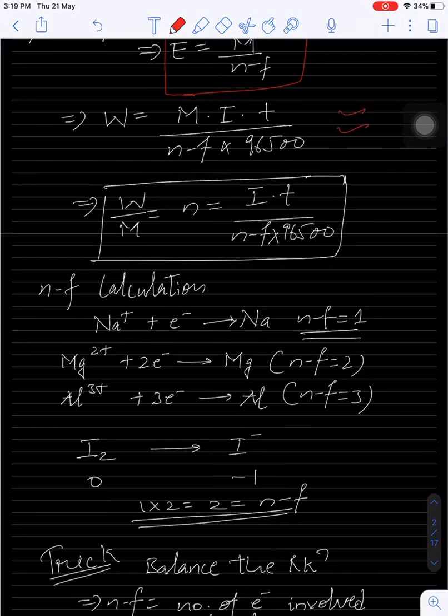And then sending this M over here in the denominator, we get the formula W by M equal to N. N is the number of moles, so number of moles liberated. Now we have cut short the formula, equal to IT, that is Q upon N factor into Faraday.